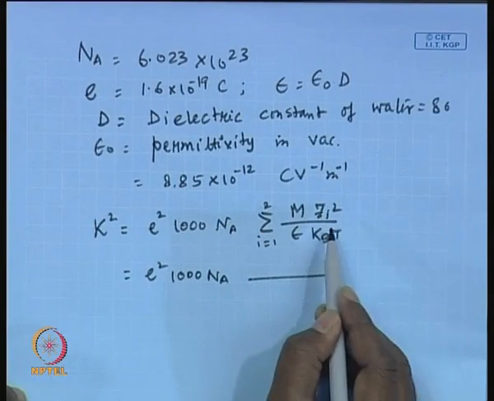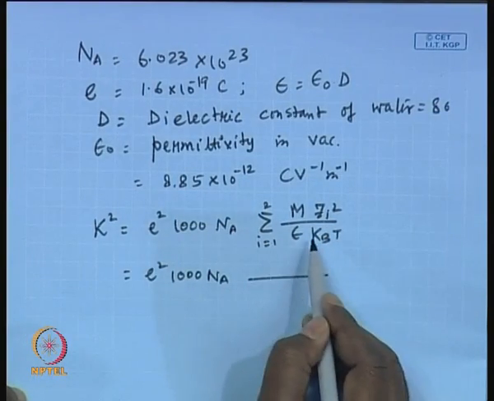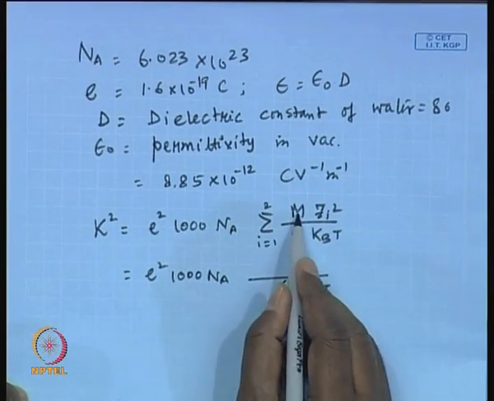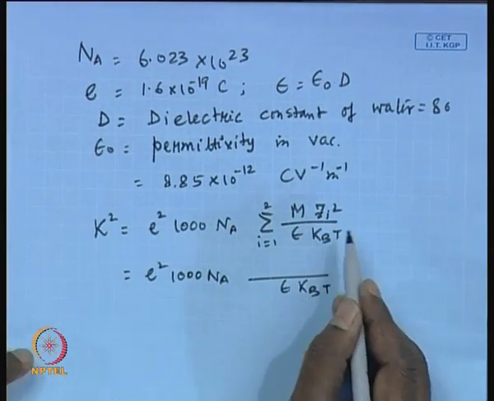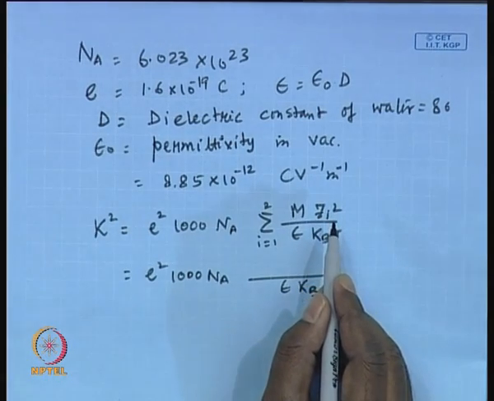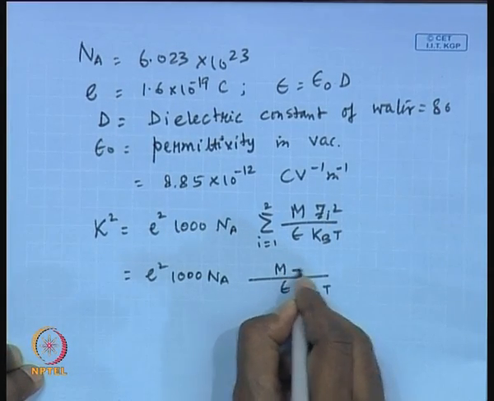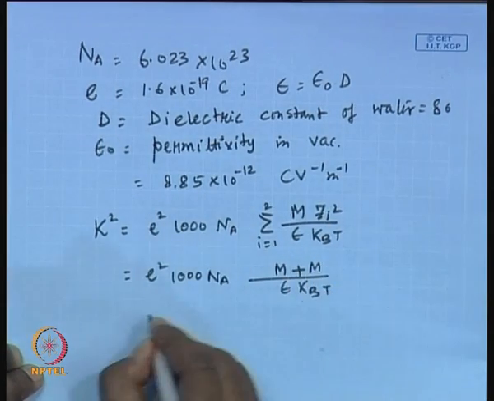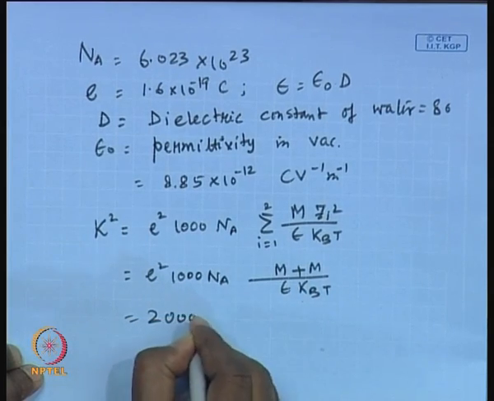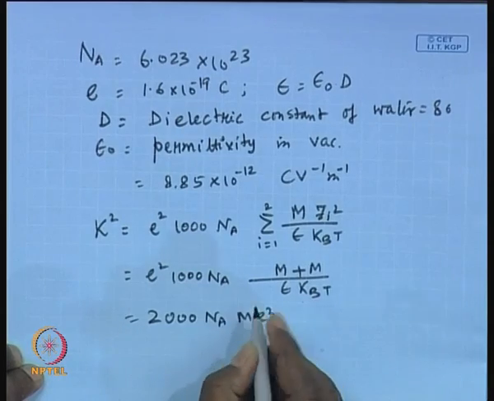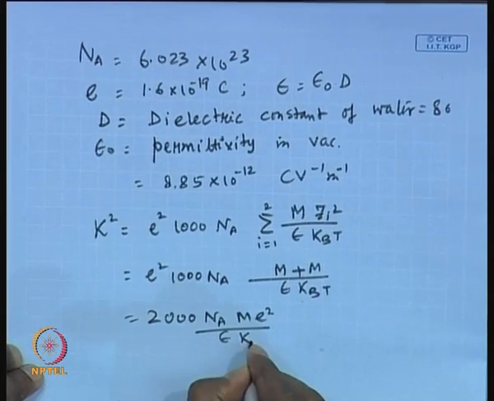Okay. Now, keeping that in mind, if you open up the summation series, epsilon kBT etc. are all constant. So, we can write it as epsilon kBT. m also is a constant, does not matter. So, it is basically Zi square. So, it will be plus 1 square plus minus 1 square. So, it is 1 plus 1, 2. So, this becomes m plus m. So, this becomes 2000 Na m square over epsilon kBT.